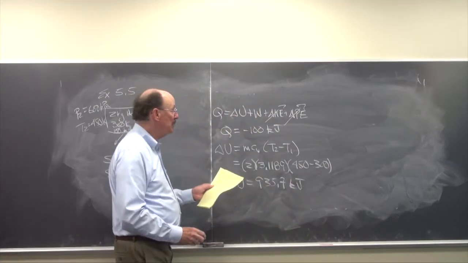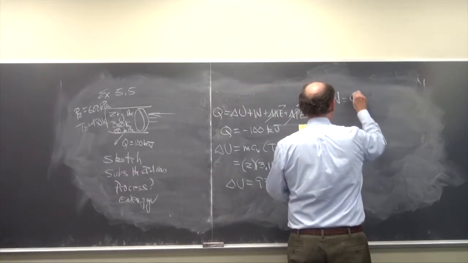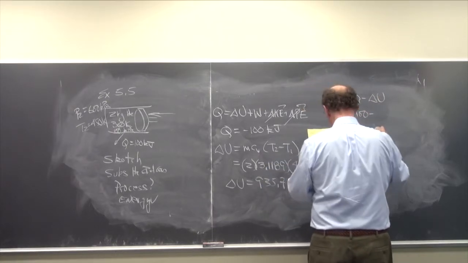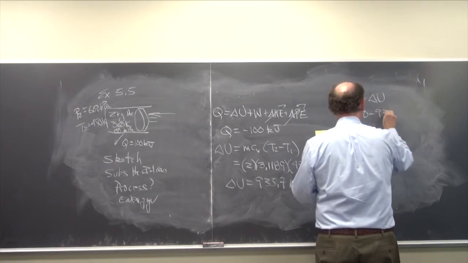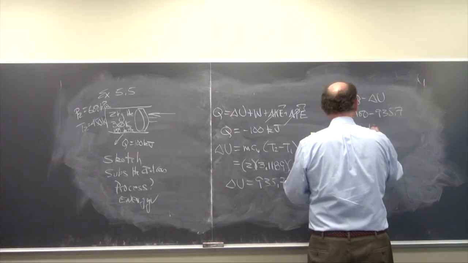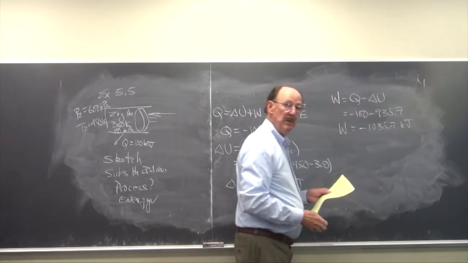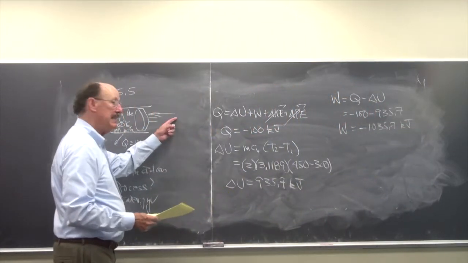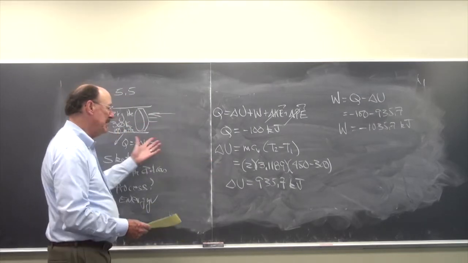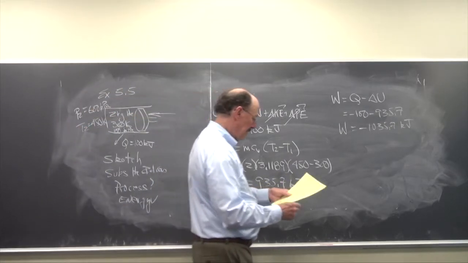And I can solve for W. So W is equal to Q minus delta U. So it's equal to minus 100 minus 935.7, where the work is equal to minus 1035.7 kilojoules. So of the 1035 kilojoules that were put in, 935.7 increased the internal energy, and 100 was lost, is heat that left.